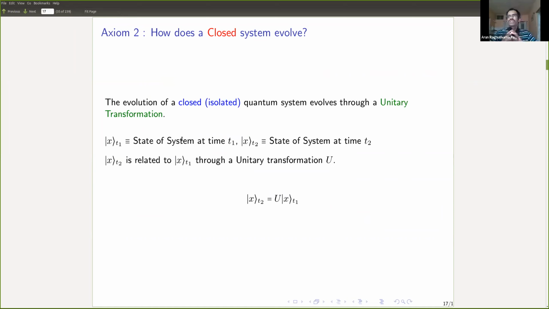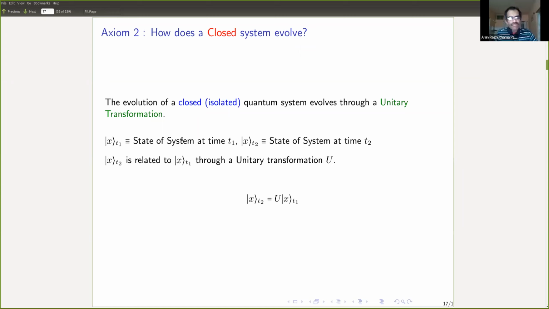Suppose you prepare your electron. Think of an electron as your quantum system. You prepare the spin axis of an electron. You can orient the axis of spin of an electron in any direction. So you prepare something and you keep it there. Suppose you're able to isolate it from the entire universe. Then how does it evolve, right? When you prepare it, it has a particular vector representation because it's a quantum system. And then it gets morphed into a different vector, right? How are these two vectors related? That's what axiom 2 says.